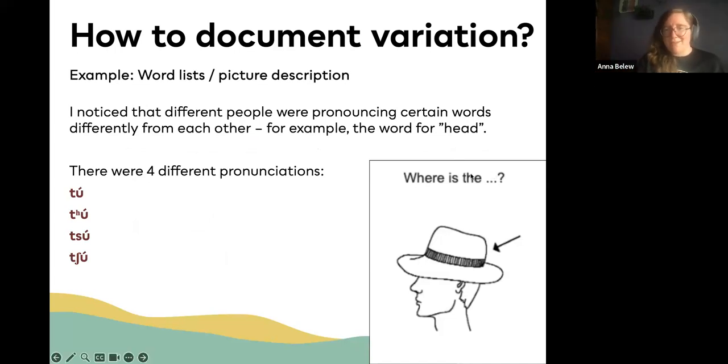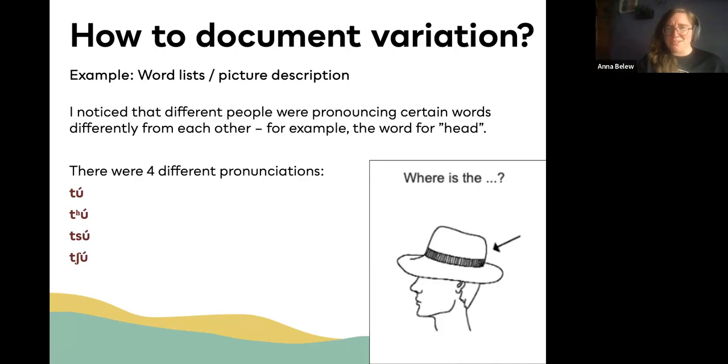So when I asked, like in French, where is the hat? And people would answer in Majumba, some people would say it's on the head or on the guy's head, and they would say tu with just a plain T. Some people would say tu with like an H, a th with an aspiration on it. Some people would say tu with a ts, and some people would say chu, like I learned, like a ch. And there were 4 different ways people were pronouncing this word for head.